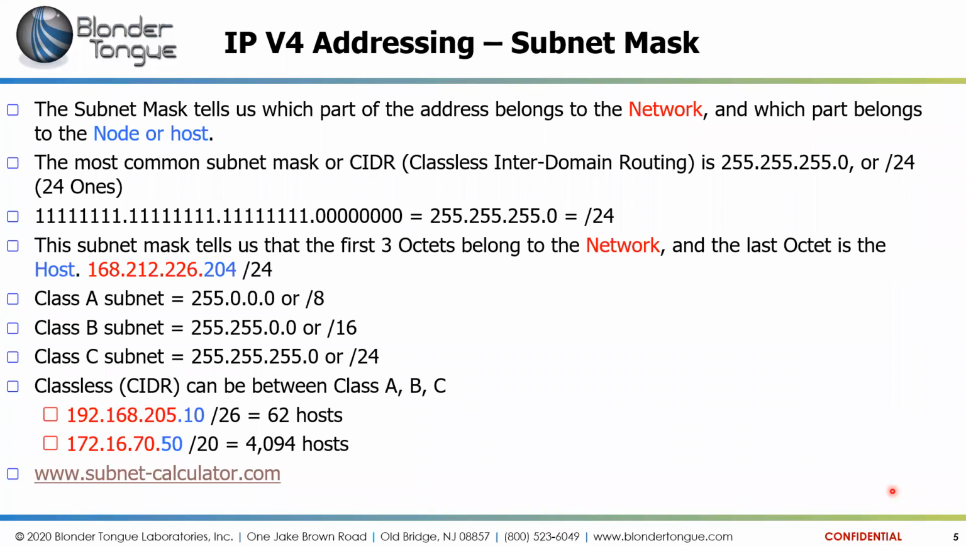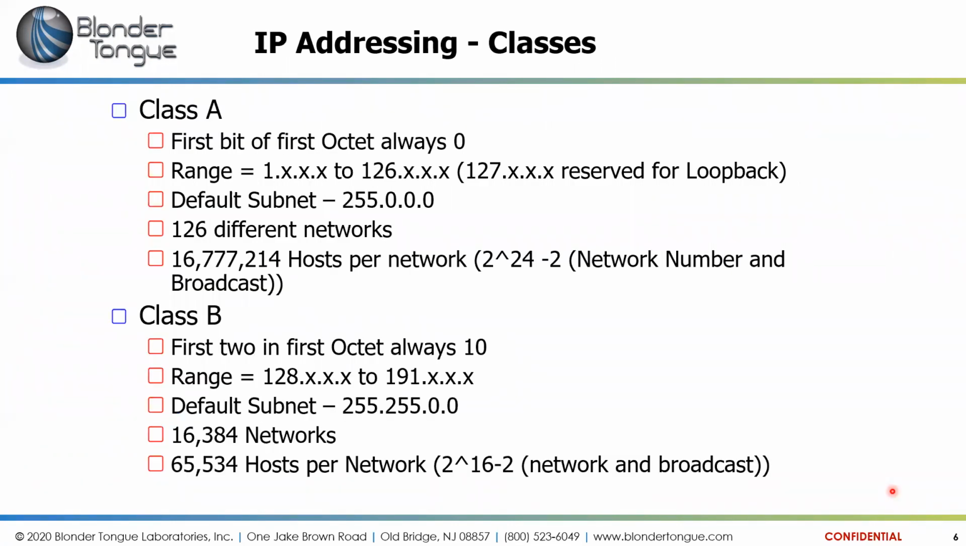There is a website available, www.subnet-calculator.com, that will help you further understand subnets. You can plug in an IP address and its subnet, and it will tell you the starting address and the ending address of that range, what the broadcast address is for that range, and everything else. Okay, but that's subnet mask. Now the classes themselves. A Class A IP address, the first bit of the first octet is always going to be a 0.